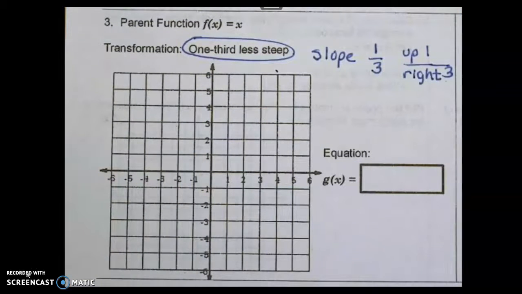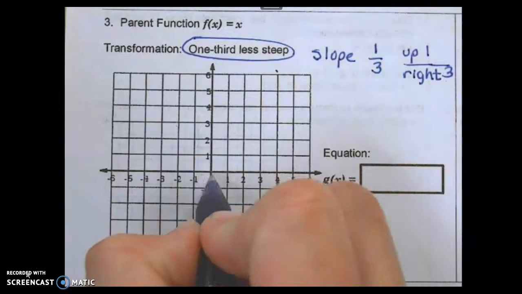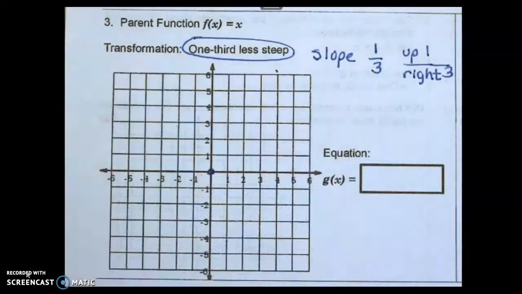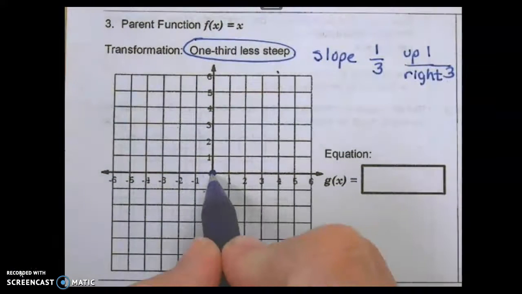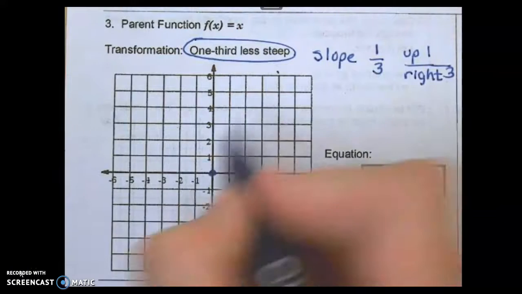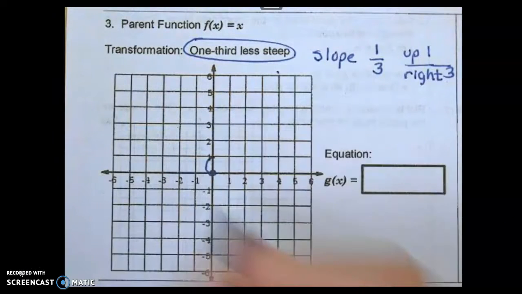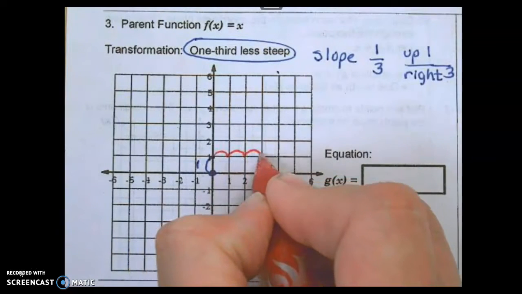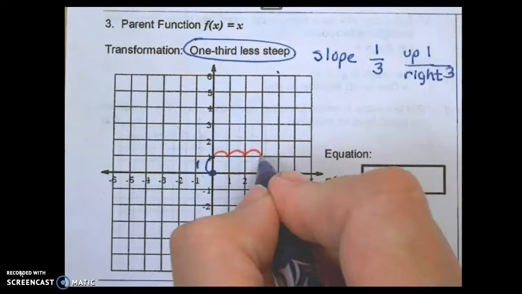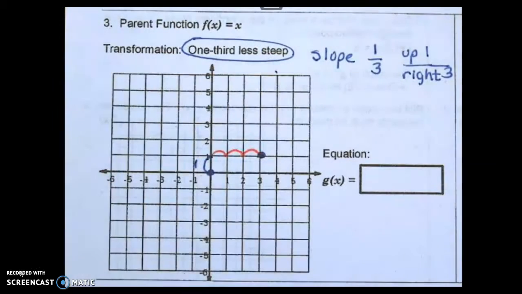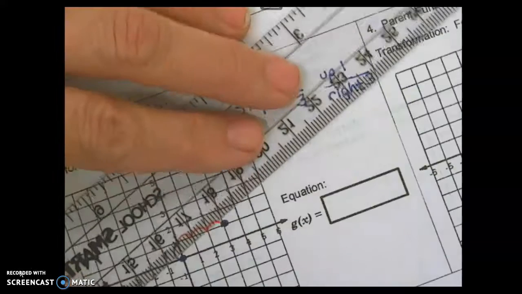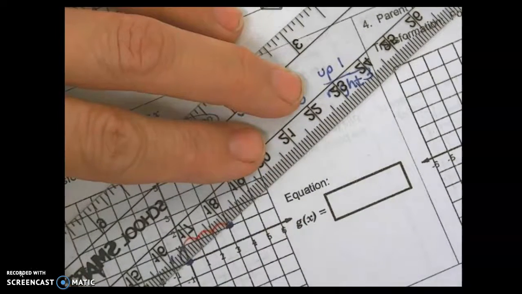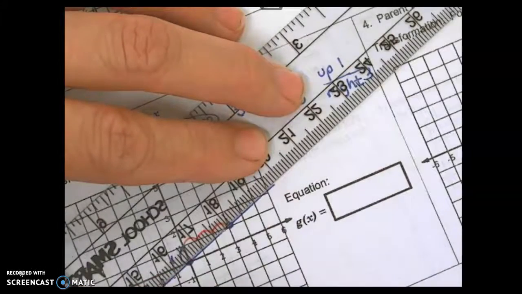Now, I am going to plot my first point, which is the origin, 0, 0. And now I know I need to go up 1, right 3, 1, 2, 3. I'm going to end up at the point 3, 1, and I am ready to draw my line. So if you know to start at the origin, you don't necessarily have to have that parent function in there.